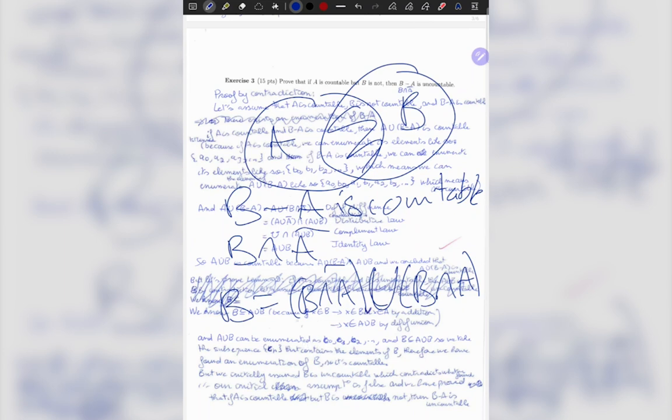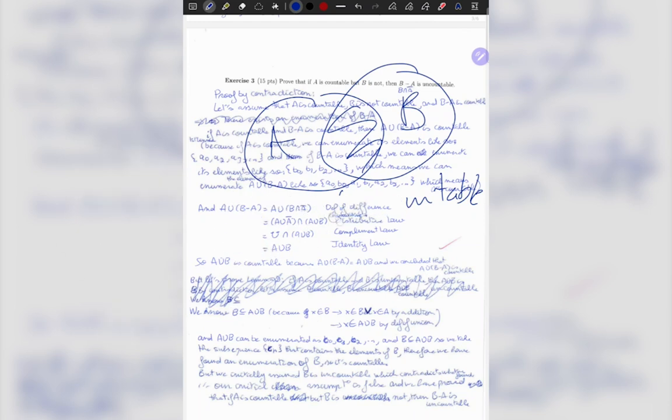So what does this mean? If this is countable, and this is also countable since it's a part of A and A is countable, then B would have been countable. So by contradiction, we have proved that B is indeed uncountable, or in other words, that B cannot be countable.